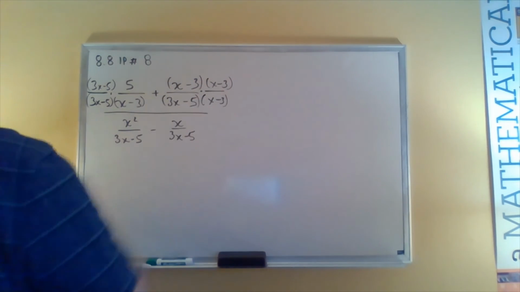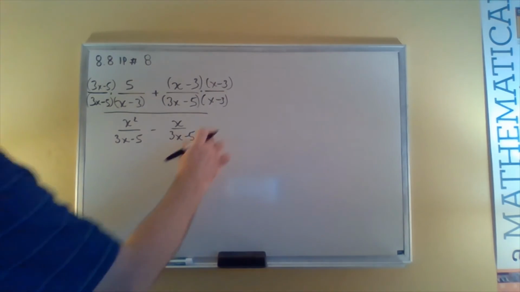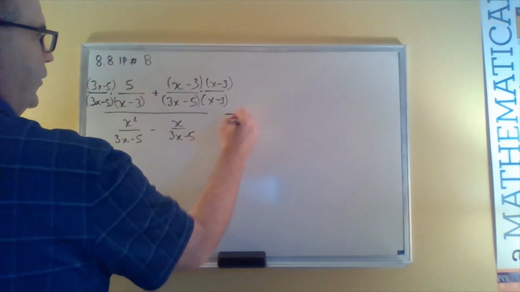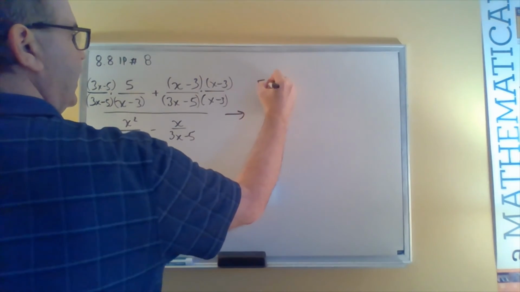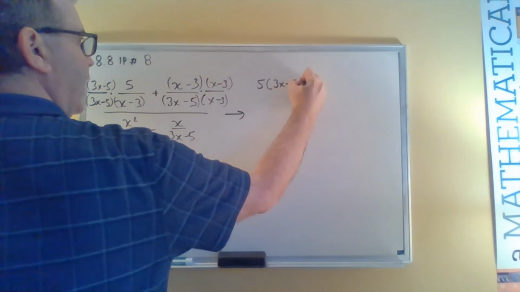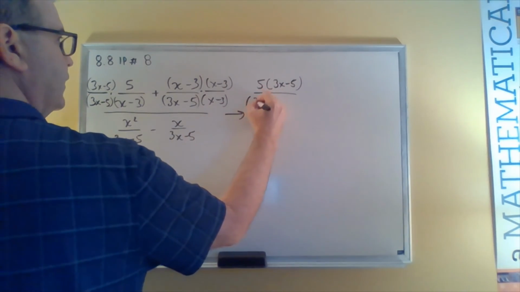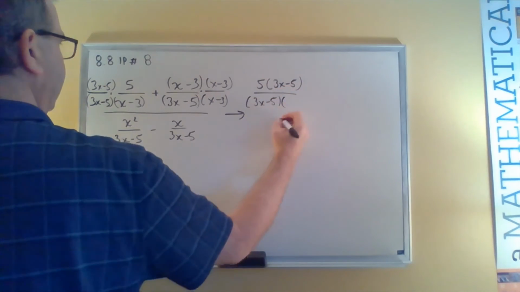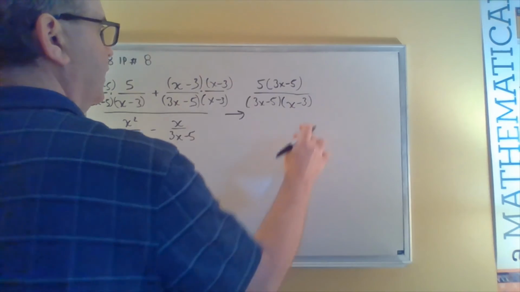Again, I'm going to put parentheses around everything so I don't mistakenly make an error. So that should give me my common denominator. Let's go ahead and work this out. I'm going to multiply my first fraction together. I'm going to get 5 times 3x minus 5 on the top here. My bottom is going to be 3x minus 5 times x minus 3. So we're in good shape there.